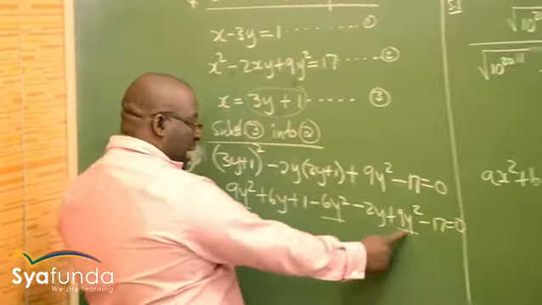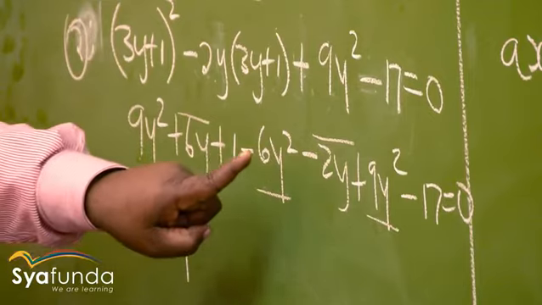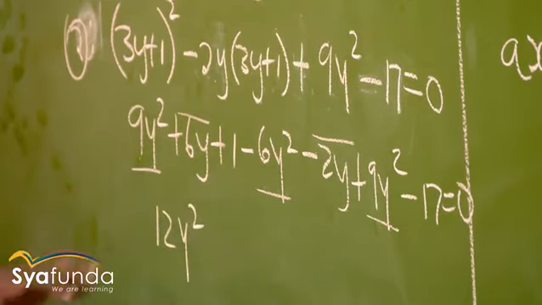Let's look at y's now. Let's take them from the top. Y. Any other y here? This is another one. Any other one? There is no any other one. How many y's do we have here? 6. How many y's do we have here? 2. We've got 6y minus 2y. We are left with positive 4y. So it's plus 4y this side.